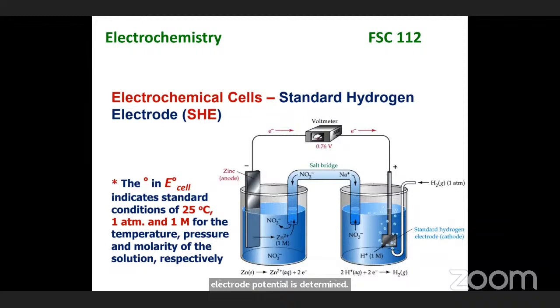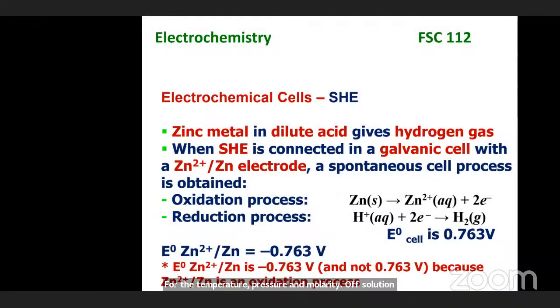Again, you can see that there are 2 different beakers. You have a salt bridge. You can see that there are 2 different electrodes. Okay, and you can also see the electrolytes and their constituents. So the knot in the E knot indicates standard conditions at 25 degrees centigrade, 1 atmospheric pressure, and 1 molar, for the temperature, pressure, and molarity of solution respectively. This is just for your information. Okay.